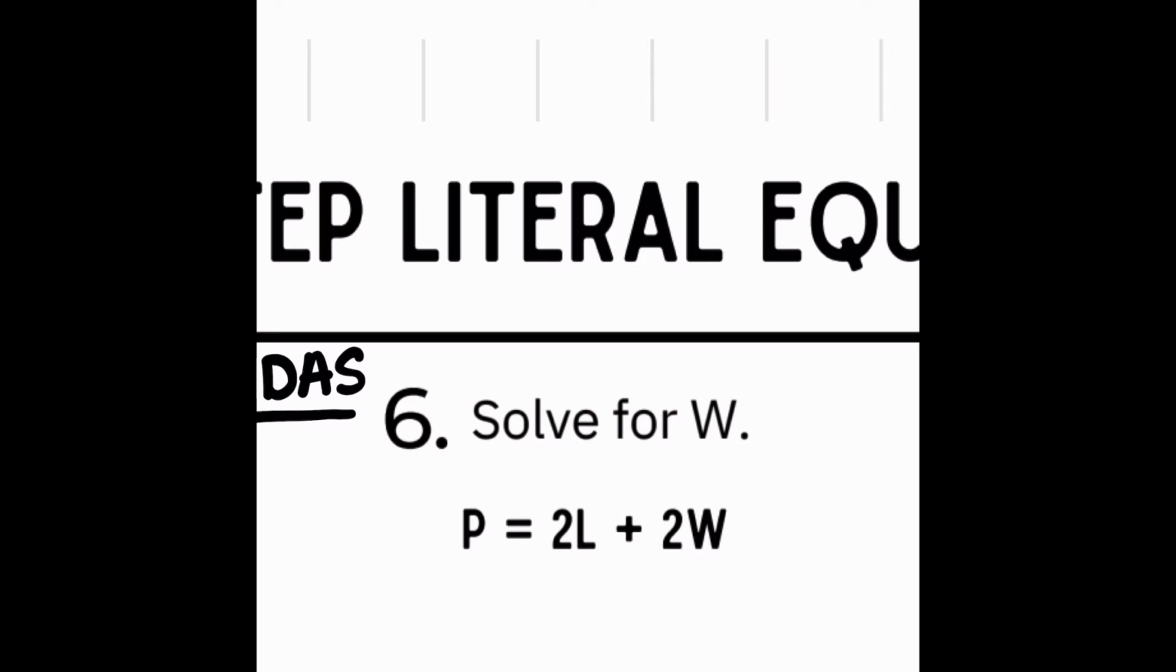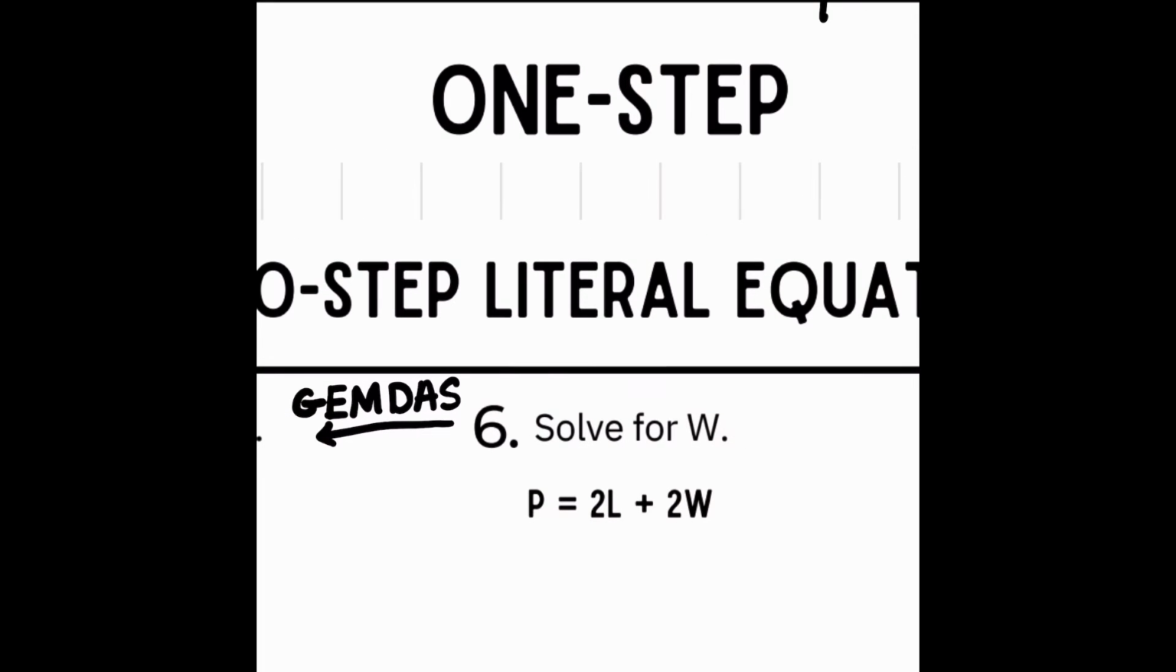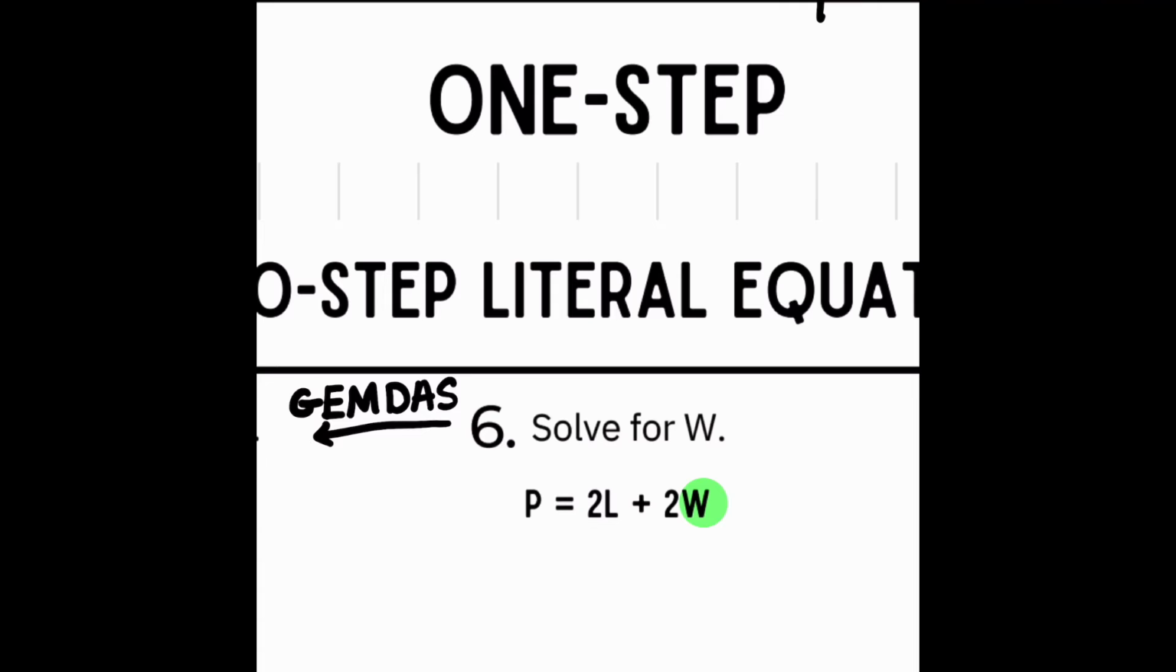All right, number 6. Number 6 is asking me to find the value for w. So they asked me to solve for w. Now, this one's a little bit different because the w is being multiplied by 2, but it's being added to the 2L. So we need to move that entire 2L before we can do anything with the 2 because we need to do our adding and subtracting first. So I have a positive 2L. I'm going to subtract 2L. So that leaves me with 2W equals P minus 2L.